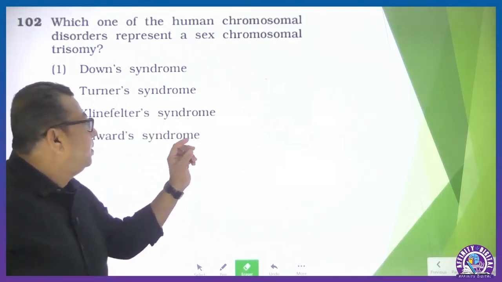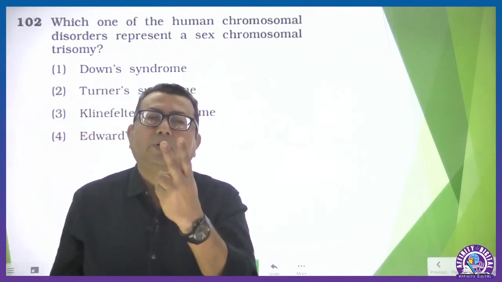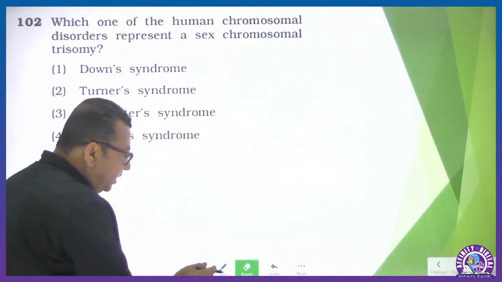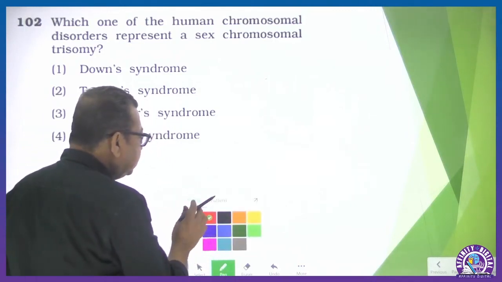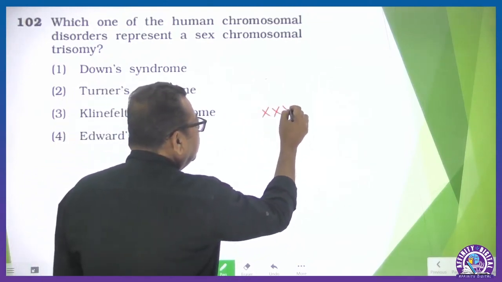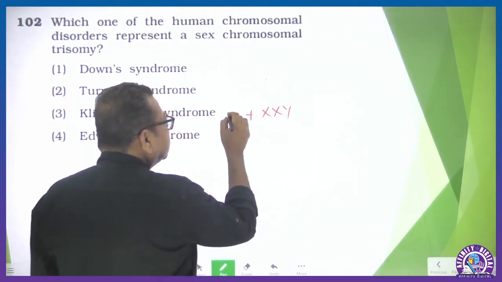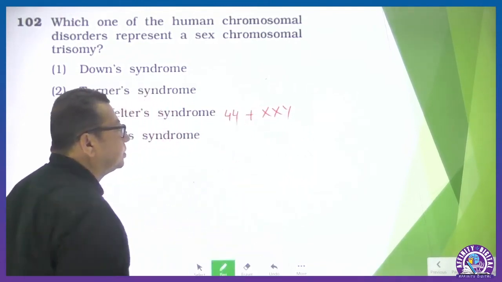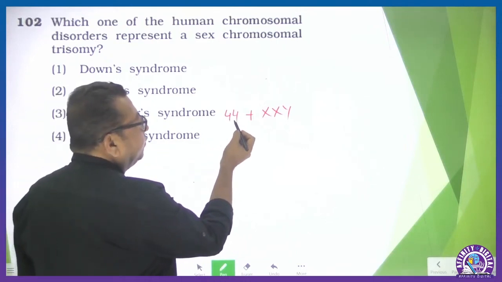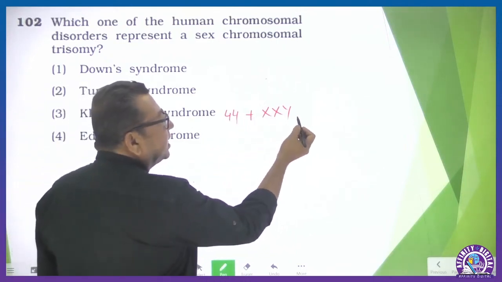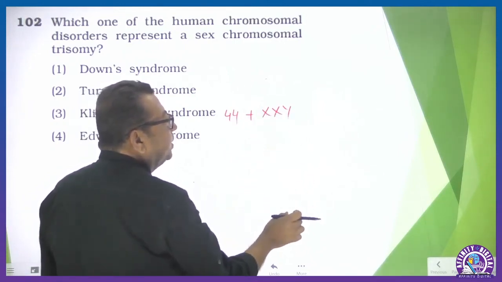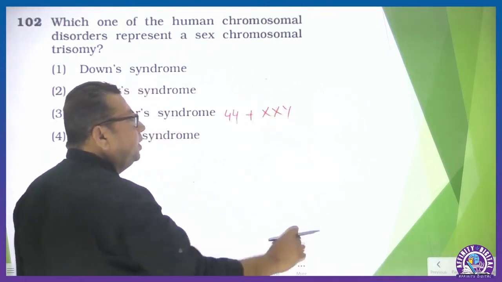Klinefelter syndrome. In normal human beings, there are two sex chromosomes. But individuals with Klinefelter syndrome have three sex chromosomes, that is XXY, besides the 44 autosomes. So individuals with Klinefelter syndrome have the normal 44 autosomes plus 3 sex chromosomes instead of 2 sex chromosomes, that is XXY. That means 3 sex chromosomes, trisomy of sex chromosome.